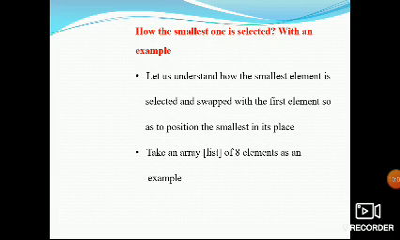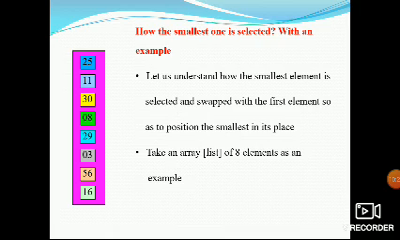How is the smallest one selected? I am taking an example to understand how the smallest element is selected and swapped with the first element, so the smallest is positioned in its place. Take an array; for the list we use an array. I am taking 8 elements in the list. The example is 25, 30, 8, 29, 3, 56, 16. So these are the 8 elements.